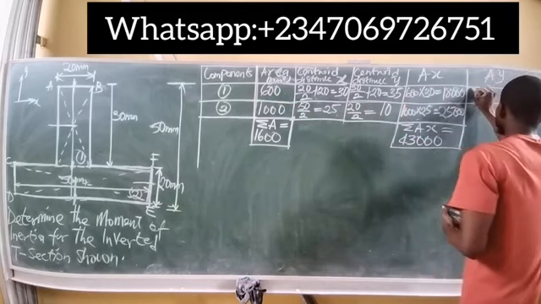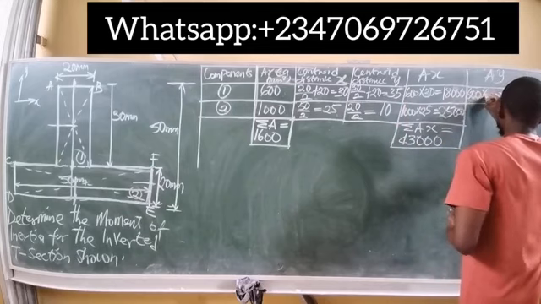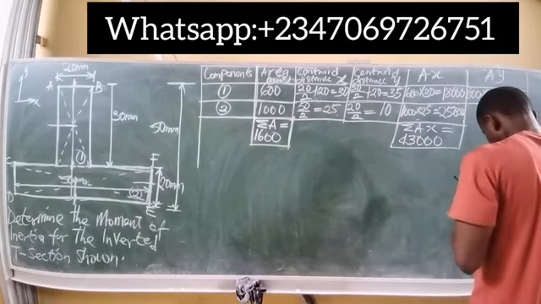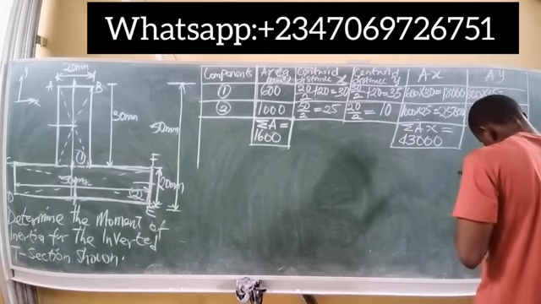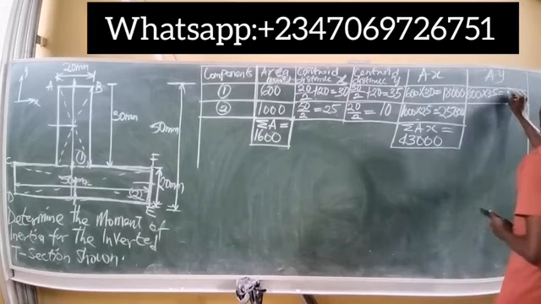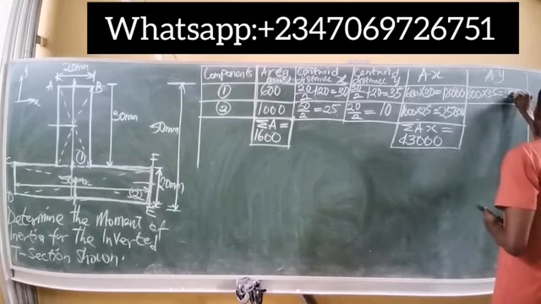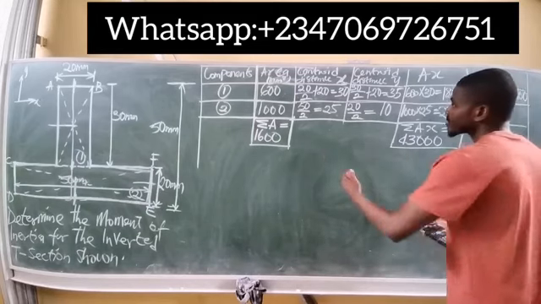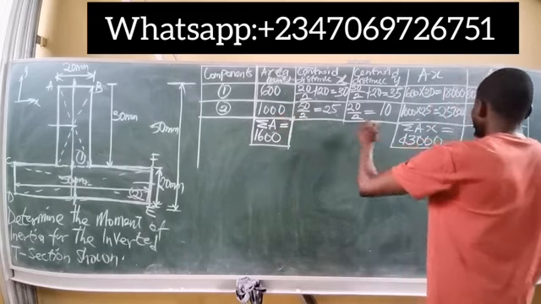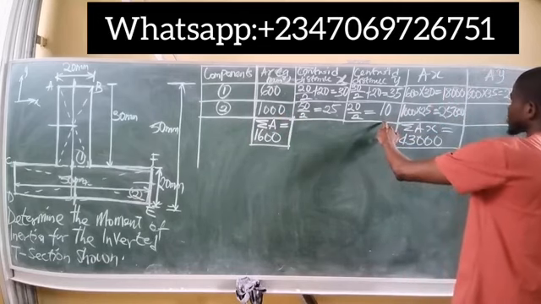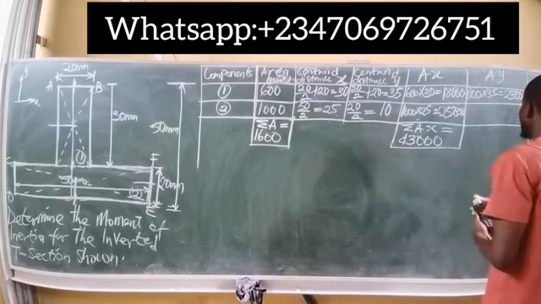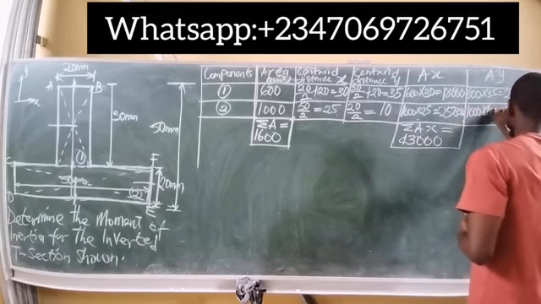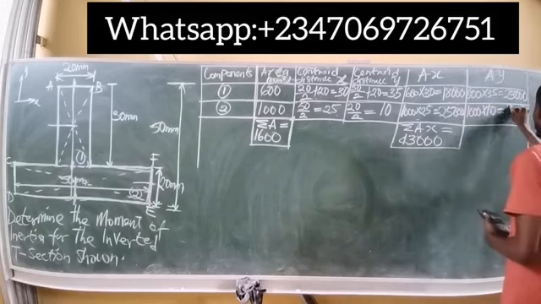We have 600 multiplied by 35. That gives us 23,000. And then for the second segment, we have 1000 multiplied by 10, which is the central distance y for the second segment. 1000 multiplied by 10 gives us about 10,000.